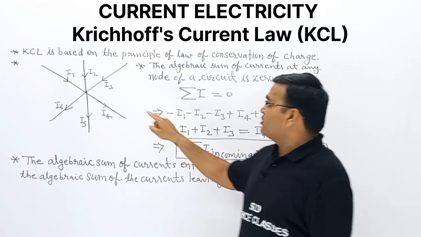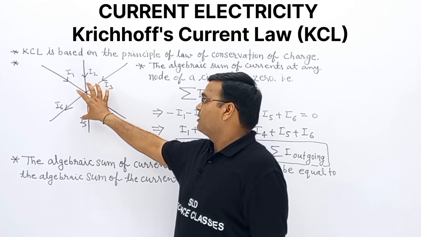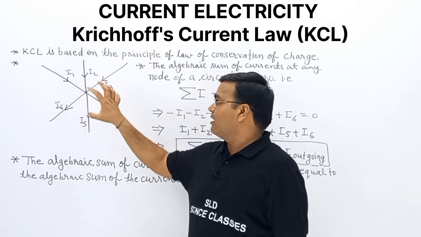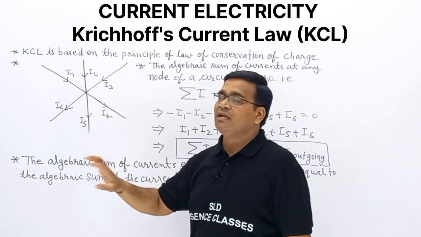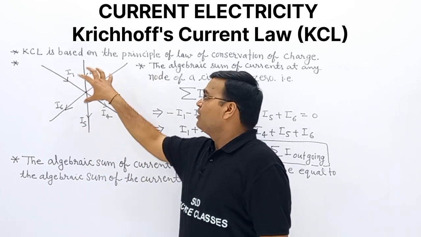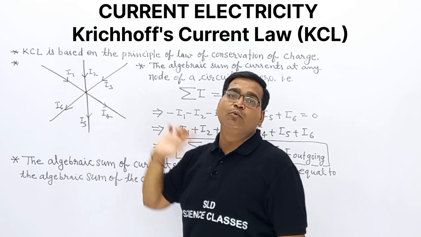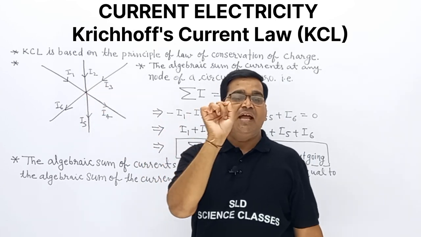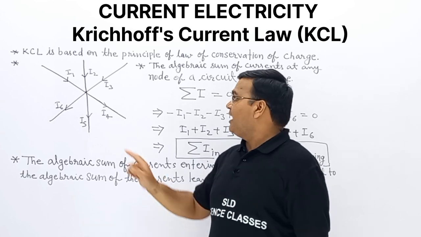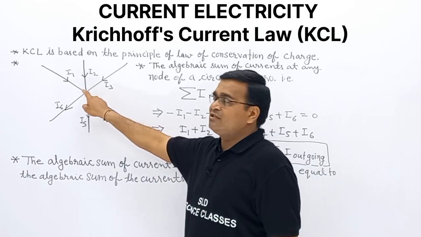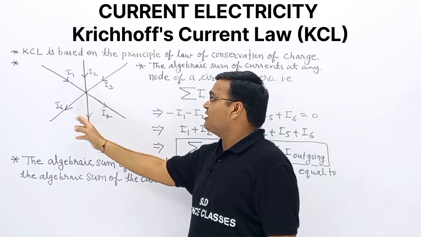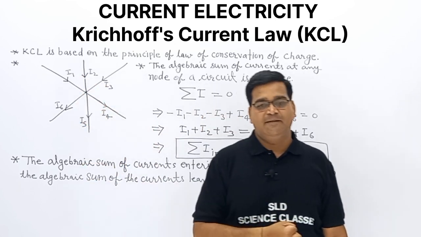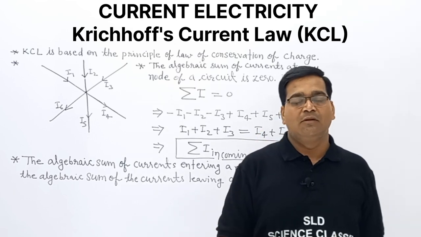Clear? Observe this one. This is one point. This is the circuit, and we are showing only one node. It is a closed path circuit, but we are taking only one node point. So this is the node of a circuit, and there are six branches: 1, 2, 3, 4, 5, 6. So what is a node or junction?